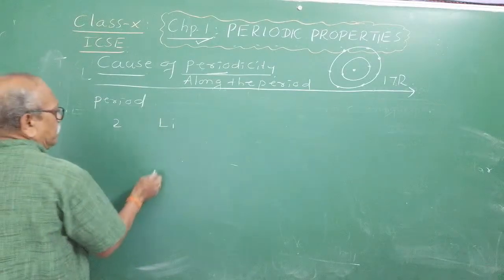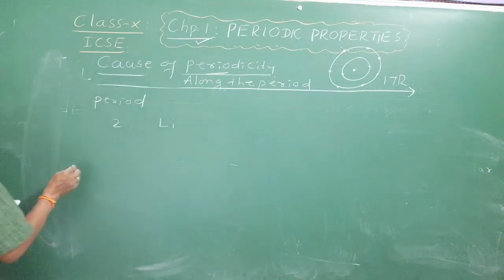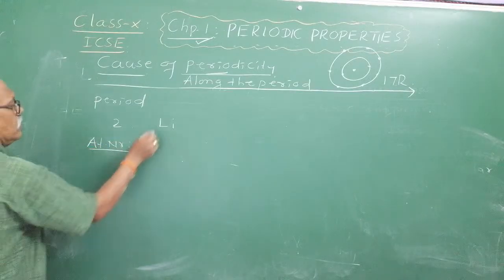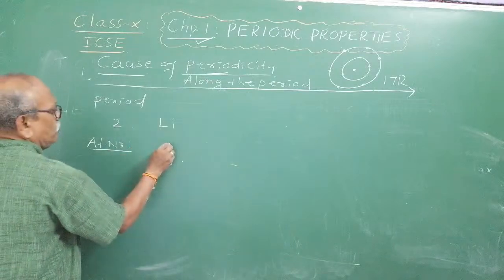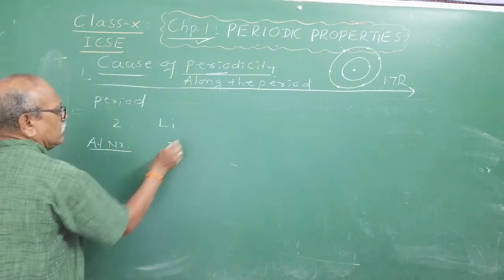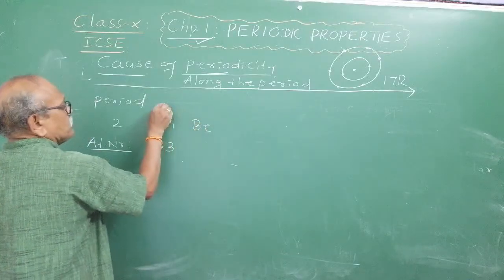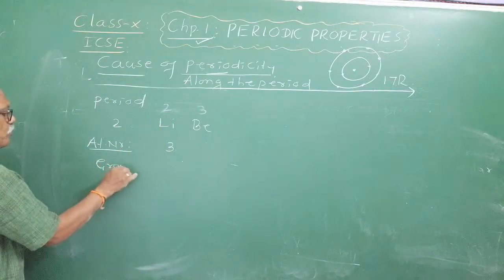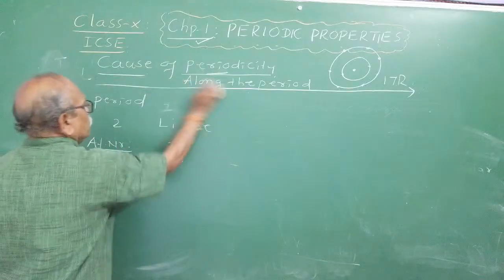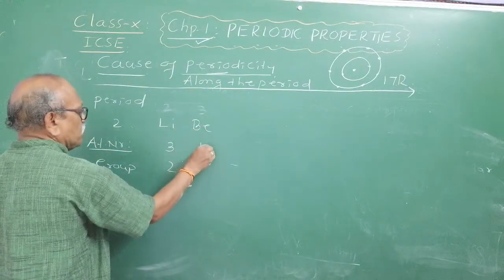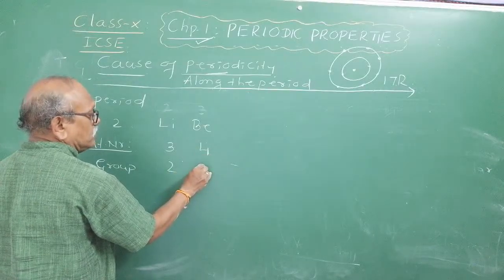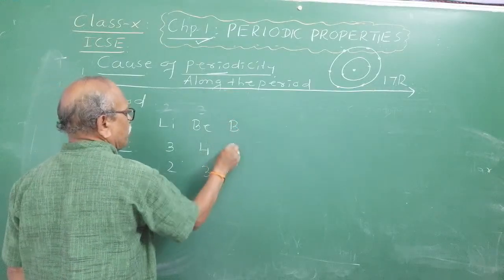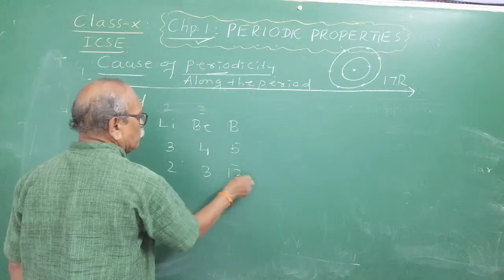In the same period, now you can write the atomic number. Lithium's atomic number is 3. Lithium is placed in which group? First group. Beryllium, atomic number 4, is present in which group? Second group. Then it goes to boron, atomic number 5, which is present in the 13th group.